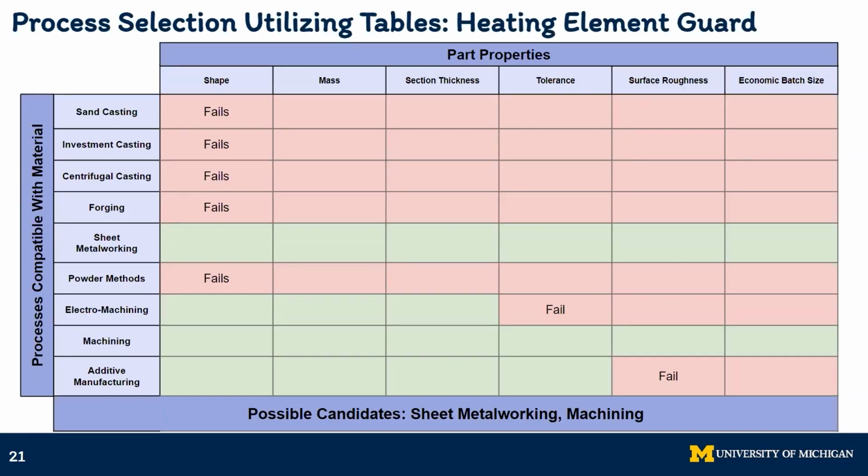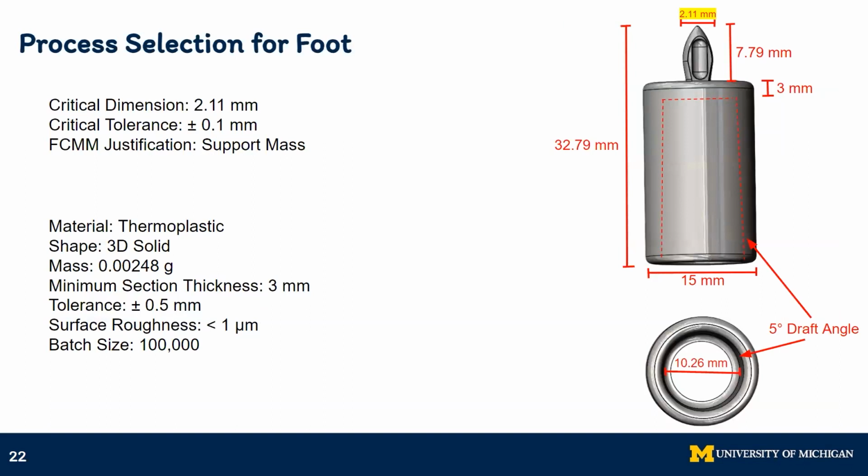The two possible candidate processes for the heating element guard are sheet metal working and machining. Ultimately, we chose sheet metal working as it is much more efficient and cost-effective for the large batch size we intend on producing. Our next redesigned part is the foot assembly, which includes the foot and the foot stopper.